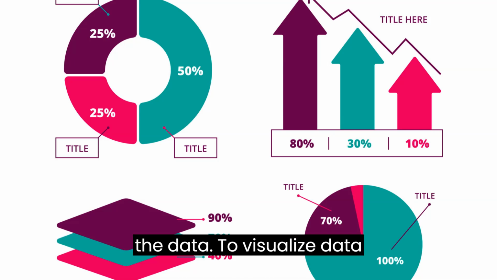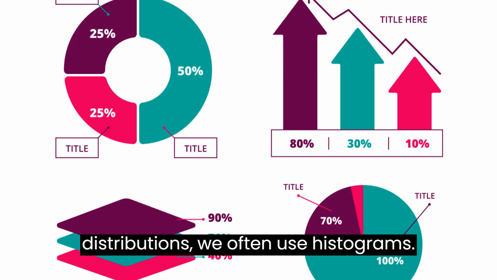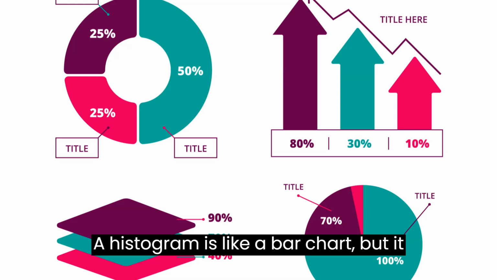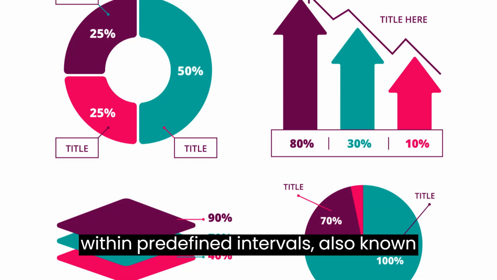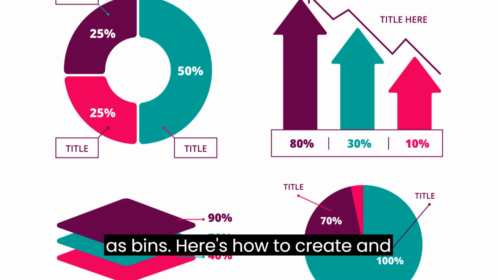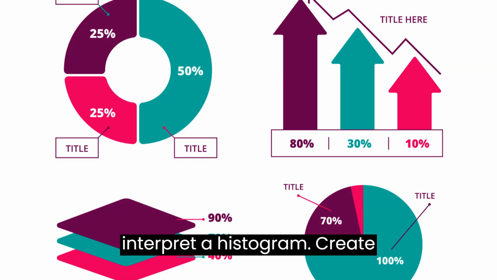To visualize data distributions, we often use histograms. A histogram is like a bar chart, but it represents the frequency or count of data within predefined intervals, also known as bins. Here's how to create and interpret a histogram.